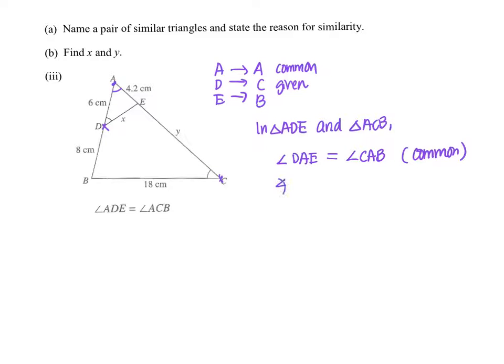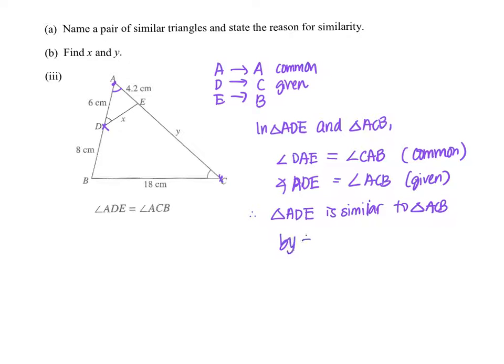Next, one more angle. I have only one other angle that's given to me. So it will be angle ADE equals, if it's ADE, it will be ACB. And this is given. Then we should write our magic statement. Therefore, triangle ADE is similar to triangle ACB by the AAA property.